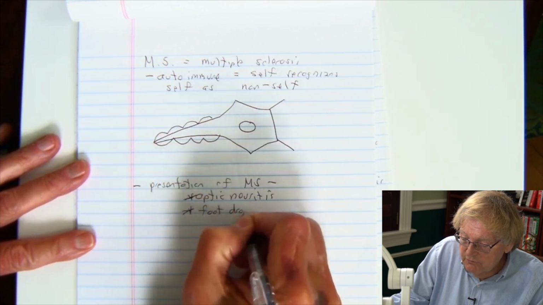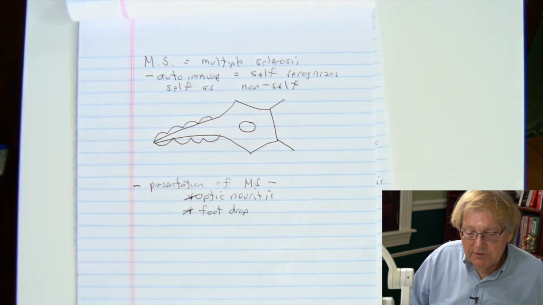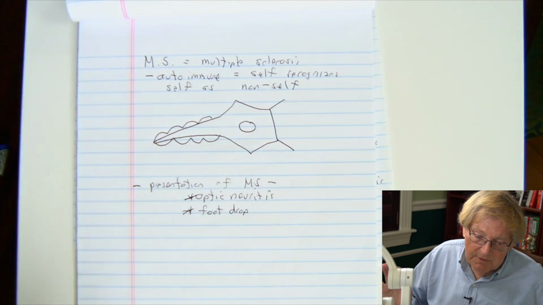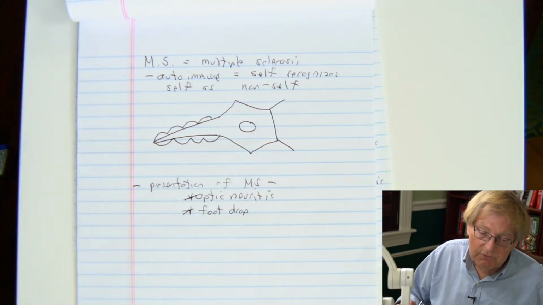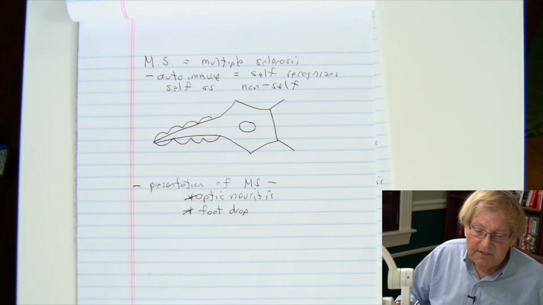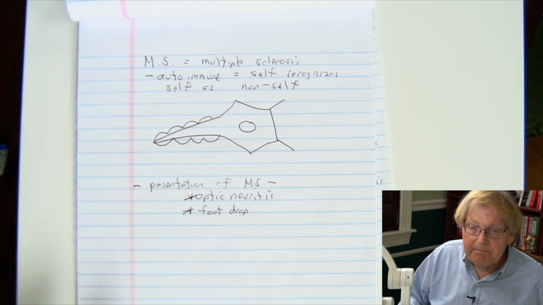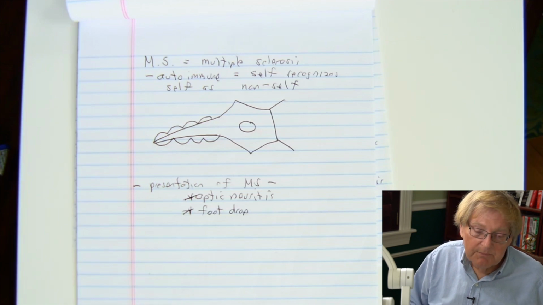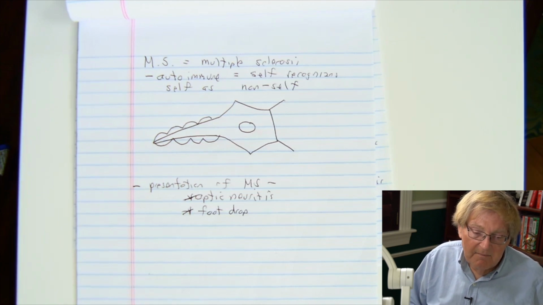You're going to flex and extend your foot as you're walking, and all you'll notice when you go to bring your plantar surface down or push your toes down, and basically remember standing on your toes is going to be plantar flexion, you notice your foot is just floppy. It really almost seems disconnected and you almost trip or fall. So those are two common early presentations of MS.